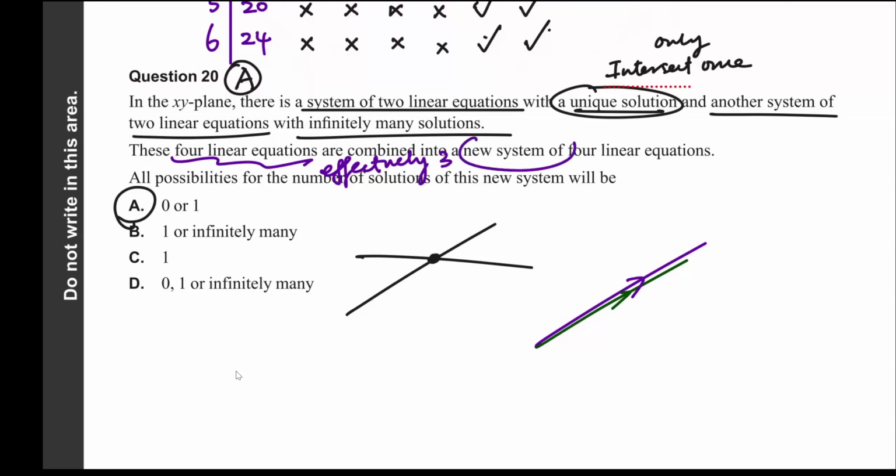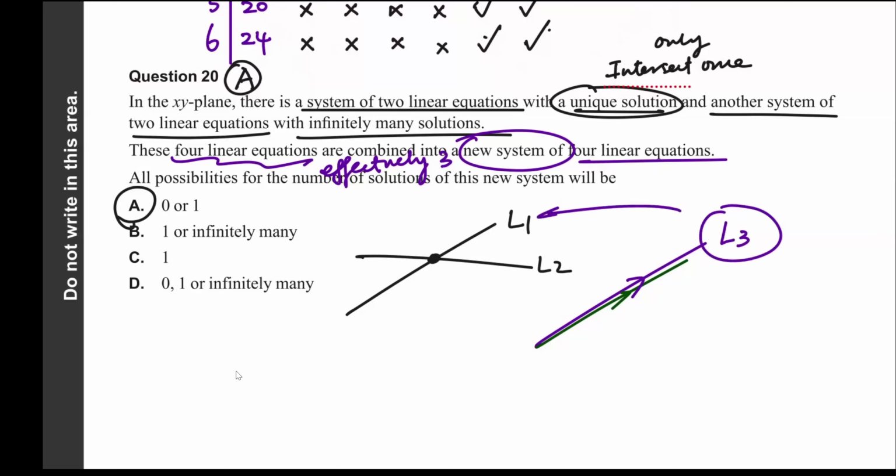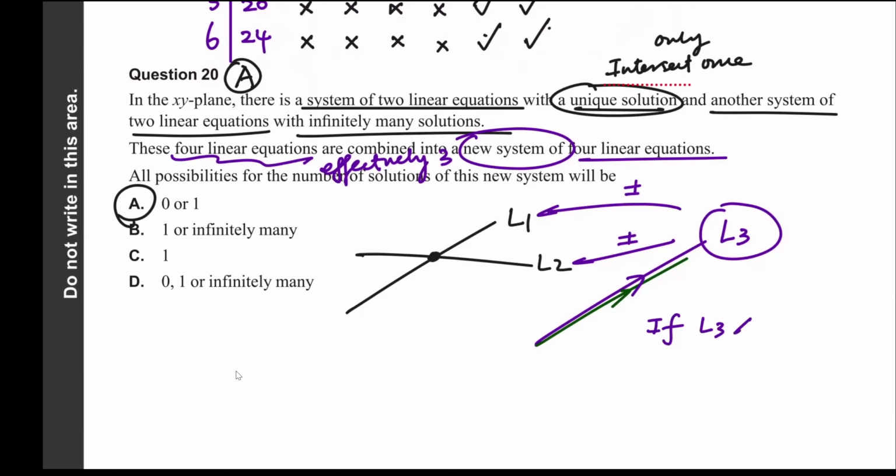And it's combined into a new system of four linear equations. So let's say if I have L1, L2, and I don't have to use L4, I just need an L3. I can combine L3 into L1 by addition or subtraction, and or I can combine L3 into L2 with plus or minus. I can use the phrase called a linear combination, etc. So let's say if L3 is parallel to L1, then we might get a line like that, and you can combine the two lines into one.